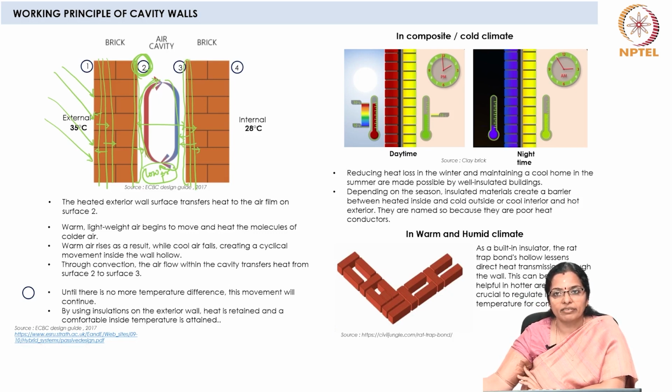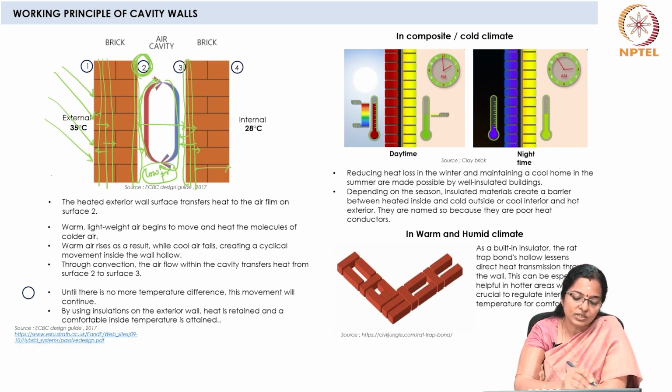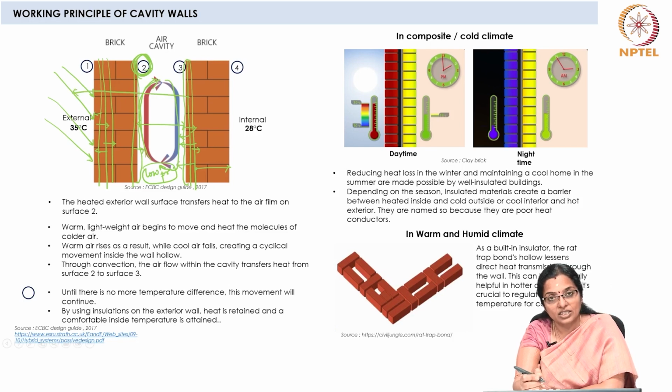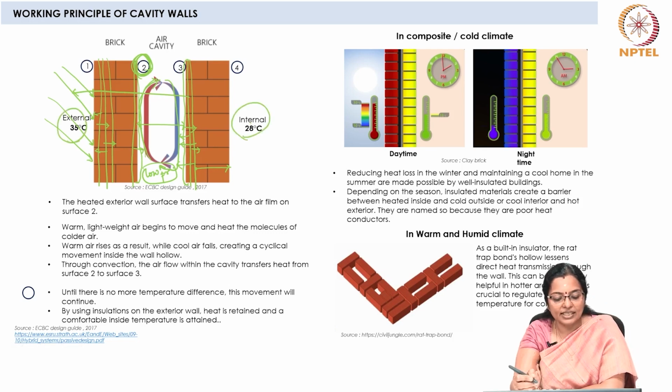Reducing heat loss in the winter and maintaining a cool home in the summer is made possible by wall insulated buildings, because by the time this temperature reaches here, the outside begins to become cool and the direction of heat flow is towards the outside. The direction is towards the outside, and therefore a constant temperature of about 28 degrees centigrade can be maintained when the external is 35 degrees centigrade.